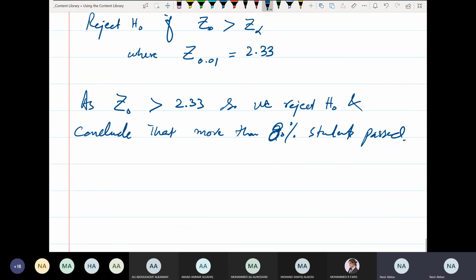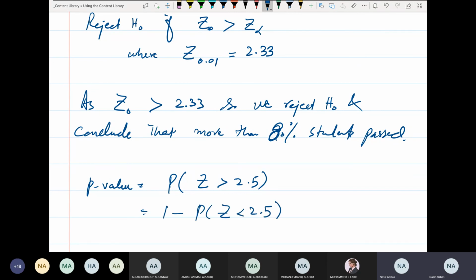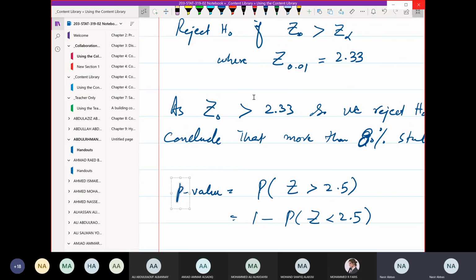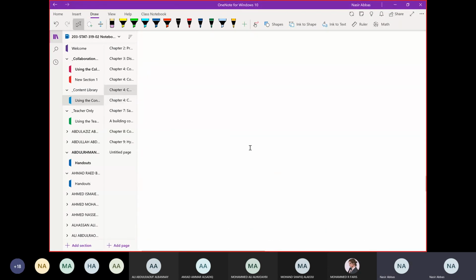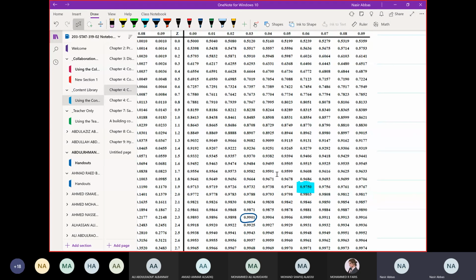Same thing with the p-value approach. If I want to find the p-value of the same thing, it will be the probability of Z more than 2.5. Probability of Z more than 2.5 will be 1 minus probability of Z less than 2.5. So we'll go to the Z table and look for probability of Z less than 2.5. I will highlight it. It is 0.9938. You can see it on the screen. I highlighted with the green color.